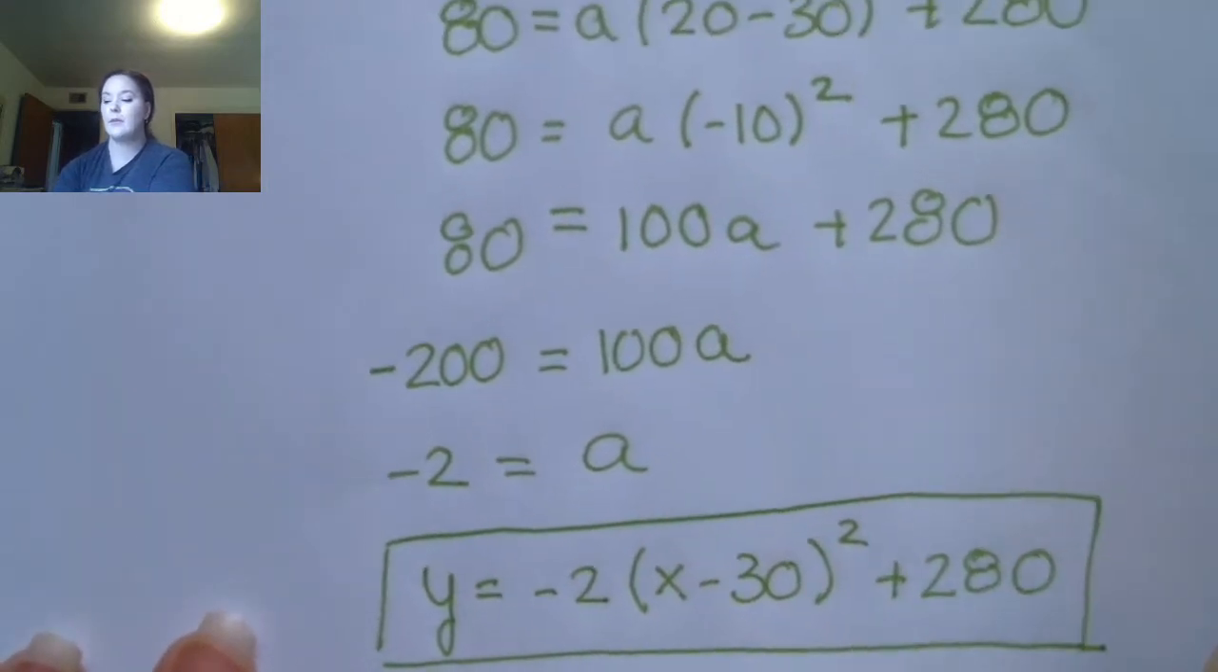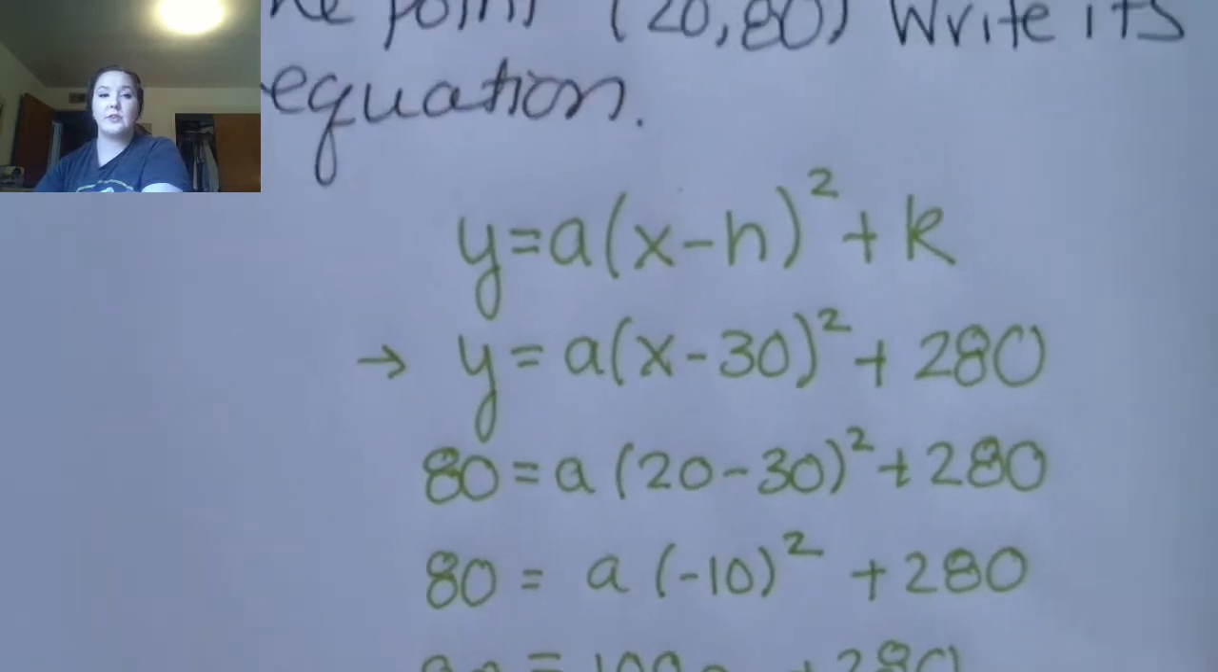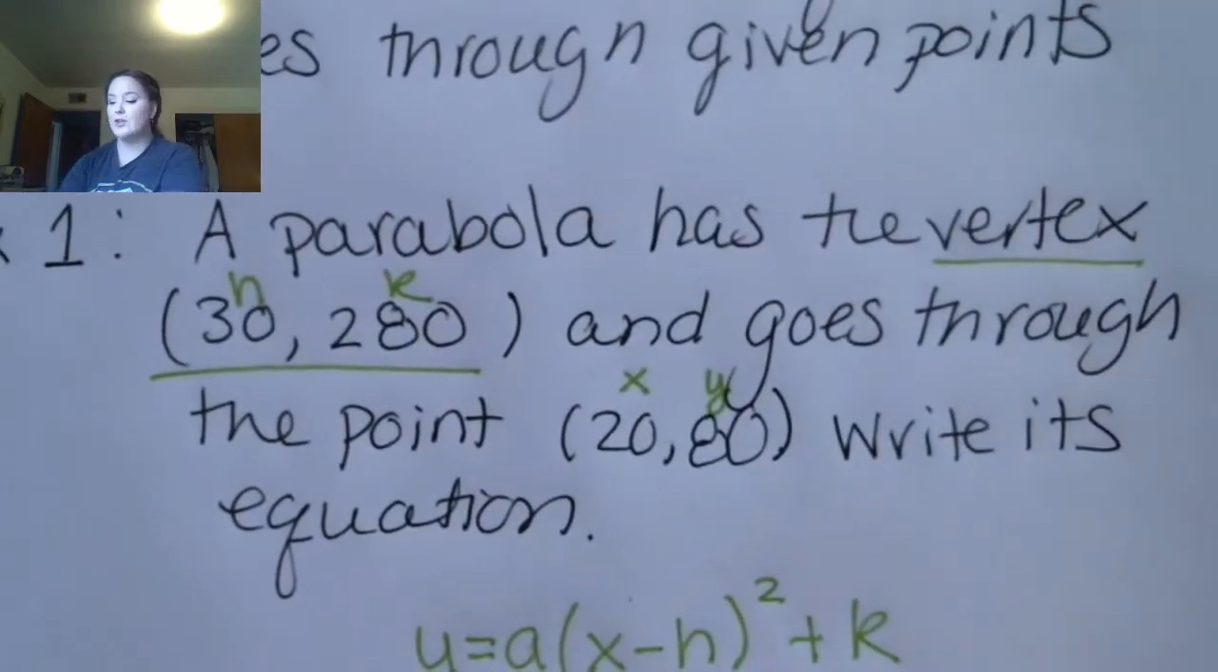When you have the vertex, that's a lot of information about a parabola. So in that case, we only needed 2 points. Most of the time, we're going to need 3 points. So let's look at another type of example.